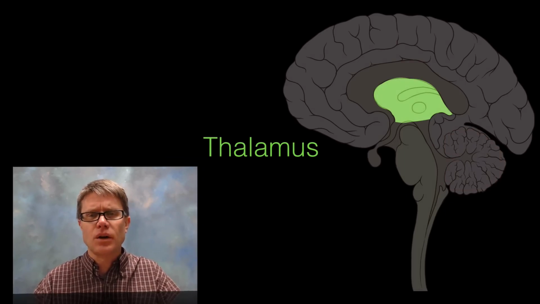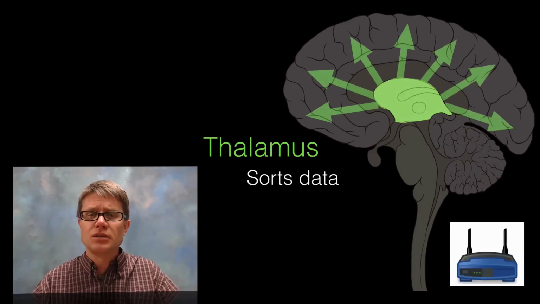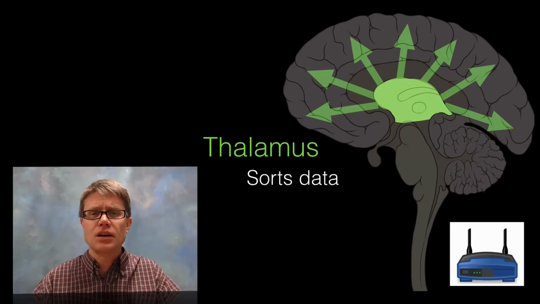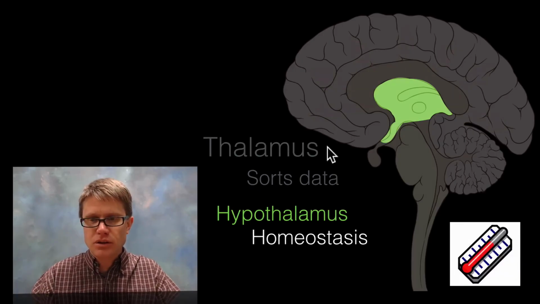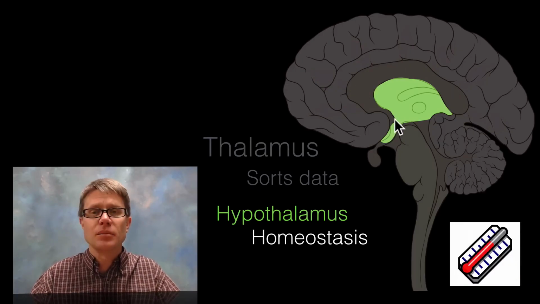The thalamus, again, sits right on top of the brainstem. And so the best analogy I could come up with is a router. It's basically sorting data and sending it where it needs to go. If we were to look below that, there's a little structure here that's incredibly important. It's called the hypothalamus. That's going to be really right above the roof of your mouth.